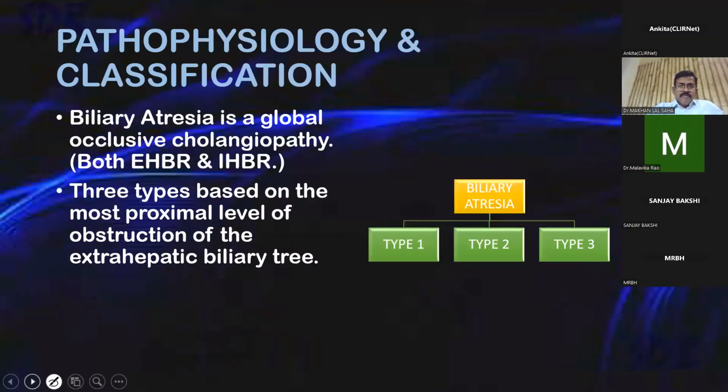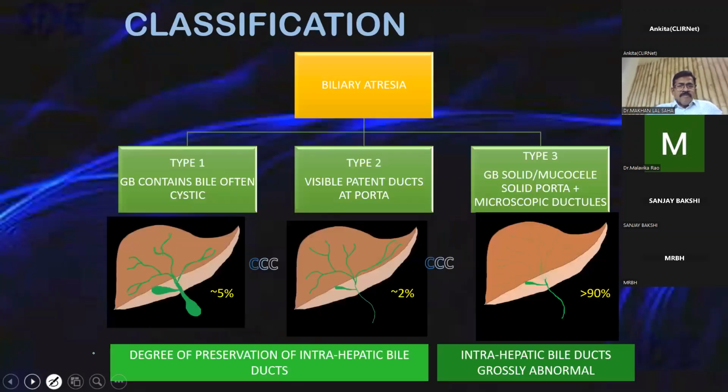Biliary atresia is a global occlusive cholangiopathy. Then there are three types: type 1, type 2, type 3. Type 1 is where the GB contains bile, and as you quite rightly mentioned, there's a bit of an intrahepatic presence of the biliary tree, so a degree of preservation of intrahepatic bile ducts. That is about 5%. In type 2, about 2%, you can't see the gallbladder, but you see visible patent ducts at the porta.